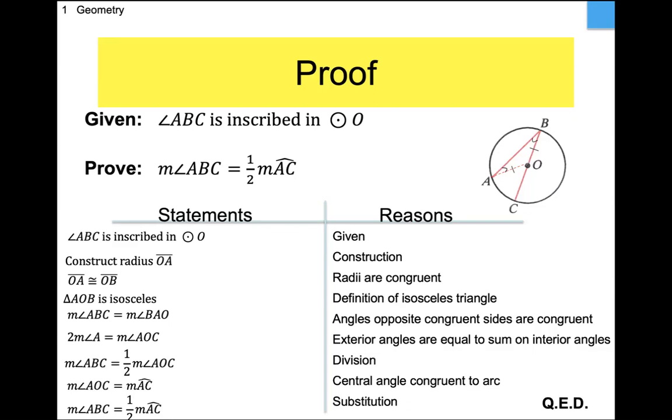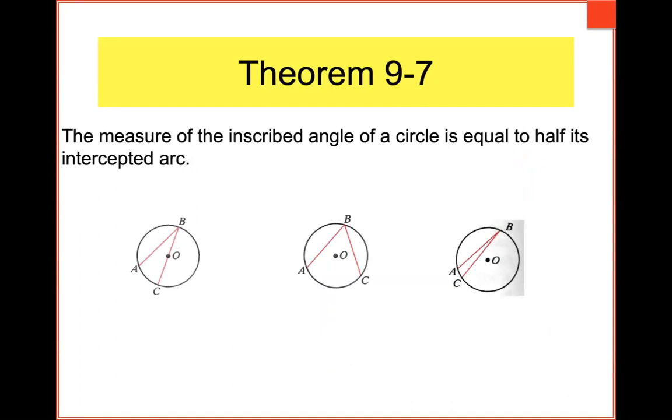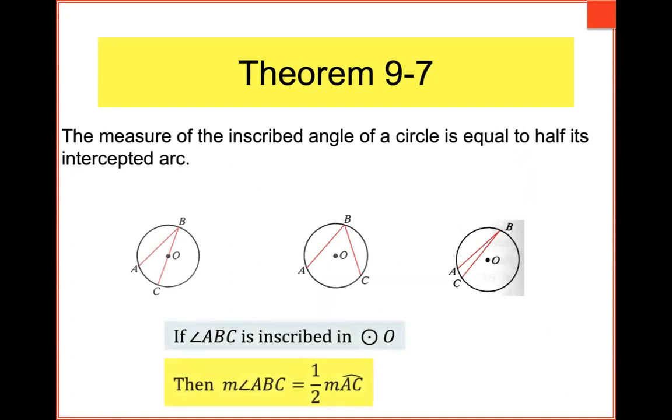All right, so what did I just prove? I proved the relationship between the inscribed angle and the arc, and that's theorem 9.7. And it says the following. I don't care how you draw the inscribed angle. There's 3 different ways of drawing an inscribed angle. However you draw it, angle ABC, or I could just say angle B, is equal to 1/2 of the arc it makes. So the definition says the measure of the inscribed angle of a circle is equal to 1/2 of its intercepted arc. That means the arc it makes. All right, there's 1 of 5.